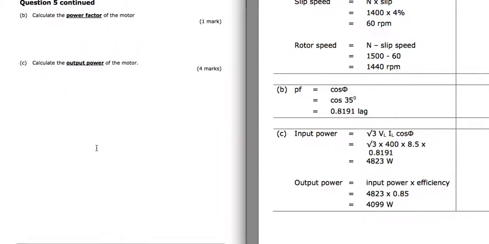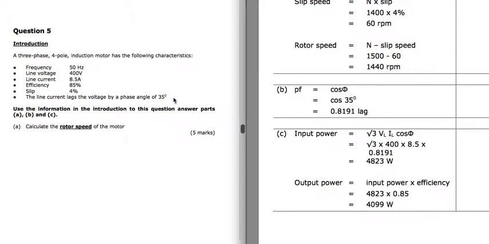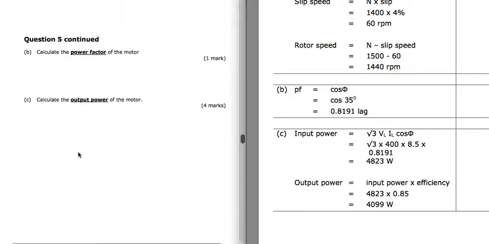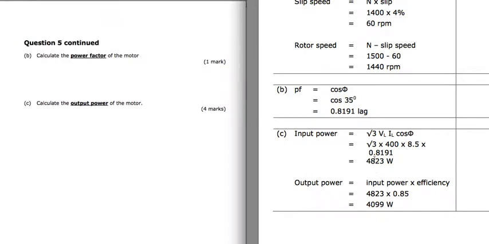The output power of the motor. So the output power of the motor is the electrical power. And the power is √3 VL IL cos theta. So I always remember it: √3 IL VL power factor. √3 times our 400 times our line current, 8.5, which we get from the question. There's our line current of 8.5, and our power factor that we've just calculated will give us an input power of 4823.